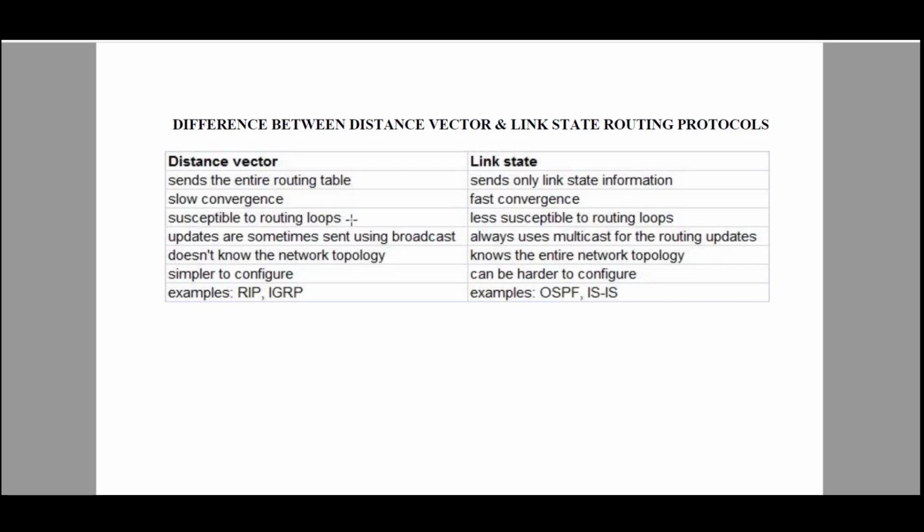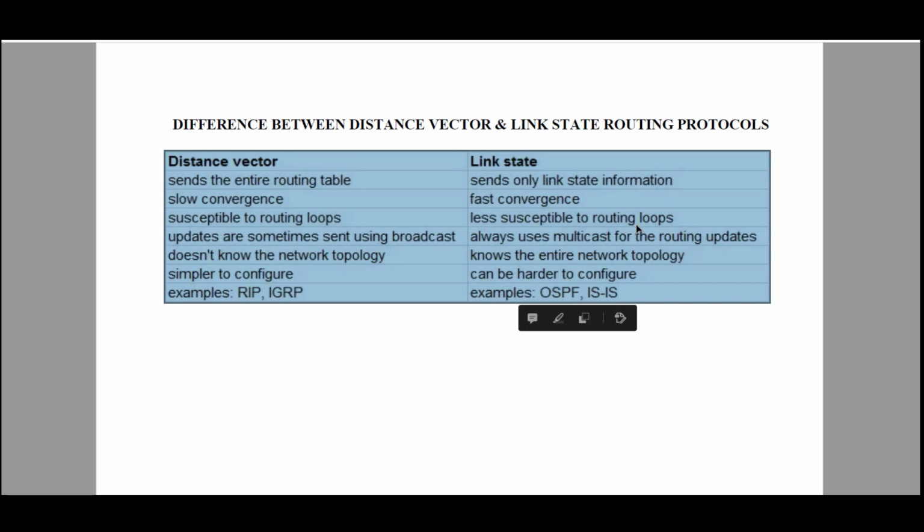So here chances are available for routing loops, but link state is much less susceptible to routing loops. Then, updates are sometimes sent using broadcast. Here we use the broadcast IP address 255.255.255.255. But in link state, only multicasting is used. We are not going to use the broadcasting concept here. A multicast group will be used.